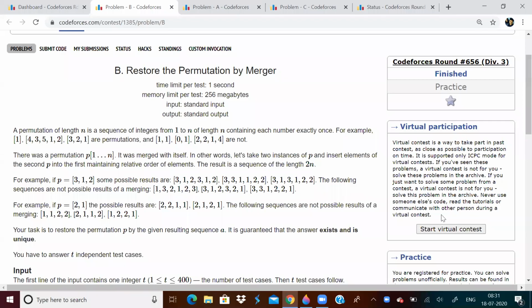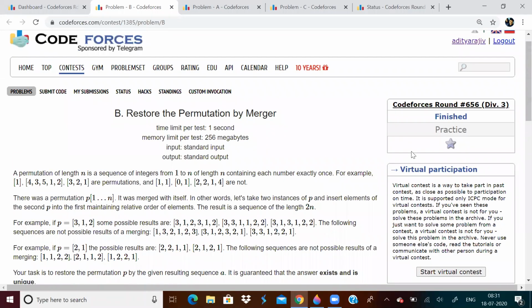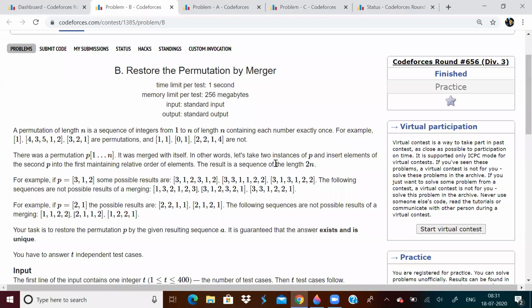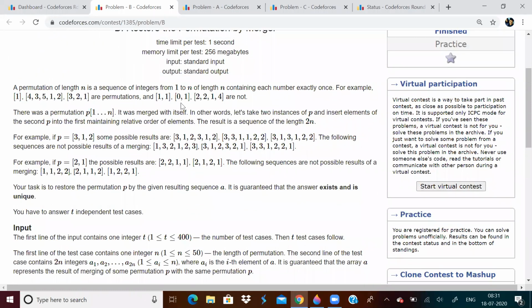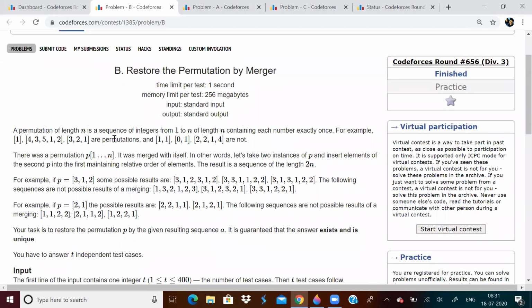Okay, so in this video, let us discuss Codeforces round 656 division 3. Problem B was very simple. Let's start with problem B. The first paragraph is the definition of a permutation, a sequence of numbers from 1 to n.